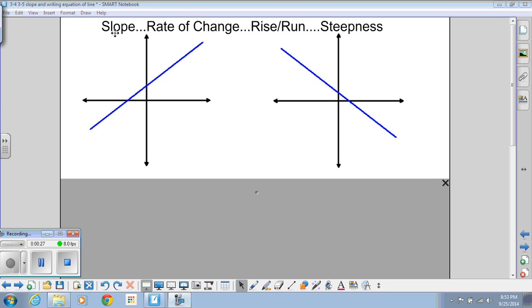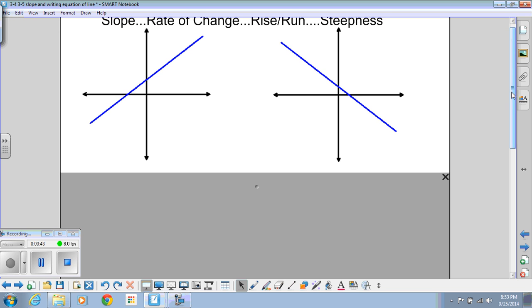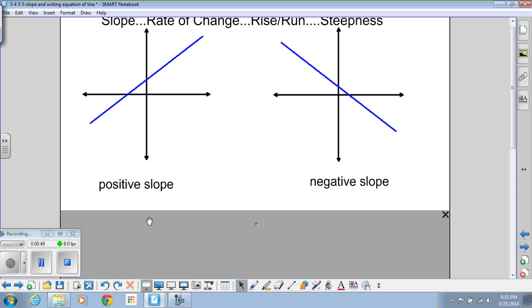Slope is the same thing as rate of change. We also counted slope by counting the rise over run. And remember that number that we counted, rise over run, describes how steep that line is. And we can have different kinds of slopes. In this first picture right here, you see the line going uphill. Remember that is a positive slope. And if the line was going downhill, that was always a negative slope.